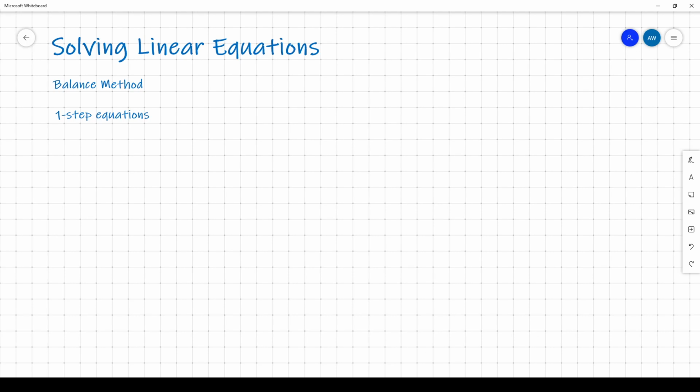Okay, this video is about solving linear equations, and we're going to look at the balance method. The first type of equation we're going to look at is one-step equations. I call them one-step equations because they basically require one step in order to solve them. The balance method is all about keeping the equation balanced. So let's have a look at an example and I can show you what I mean.